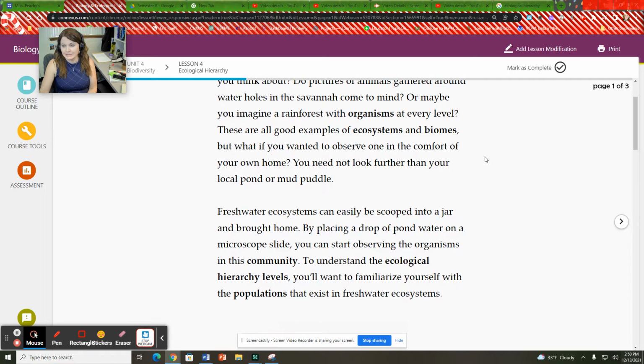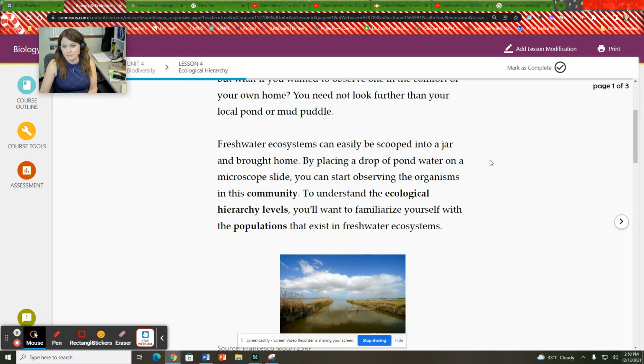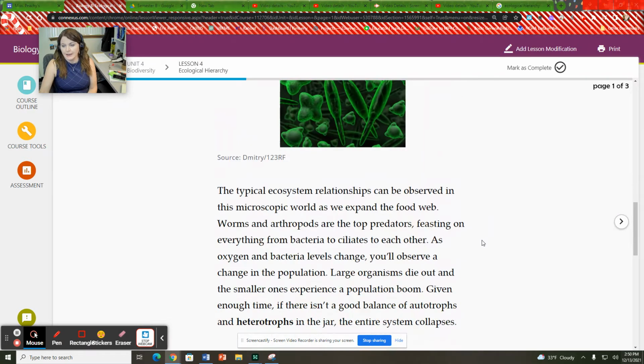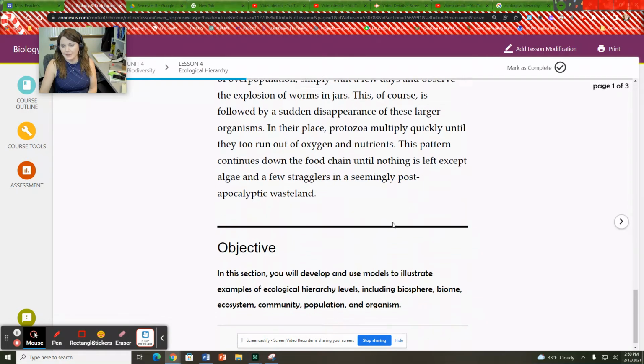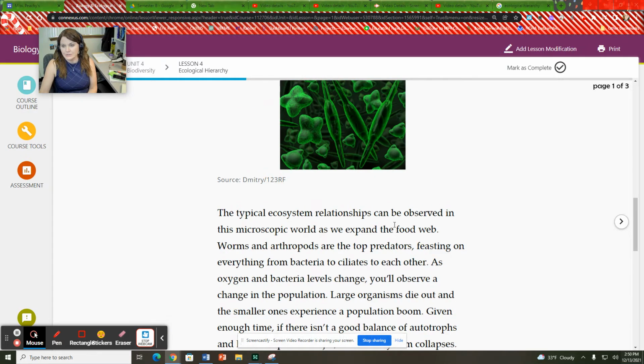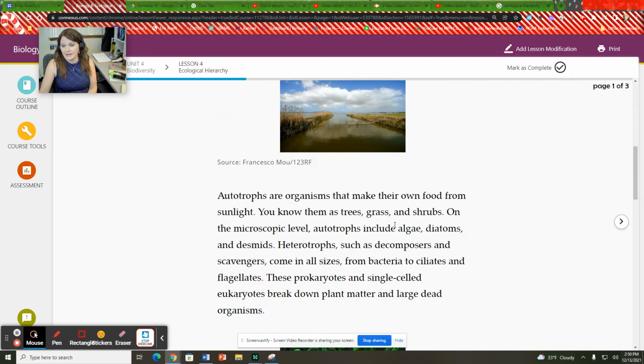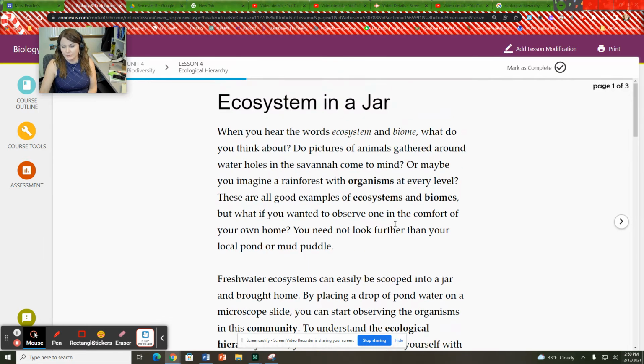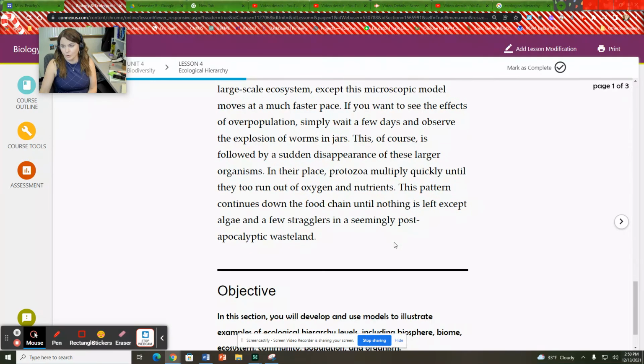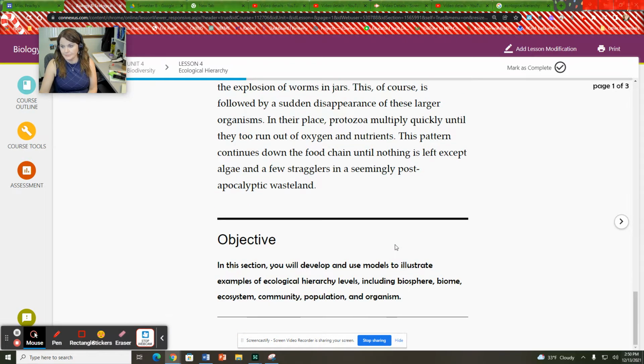So we have organism, ecosystems, biome, community, ecological hierarchy levels, population, and then biosphere is listed down here as well. It talks about how you can understand how things are related to each other within the world, essentially. The objective is you will develop and use models to illustrate examples of ecological hierarchy levels, but it never specifically spells out what those hierarchy levels are. I feel like that's a missing component to this lesson.